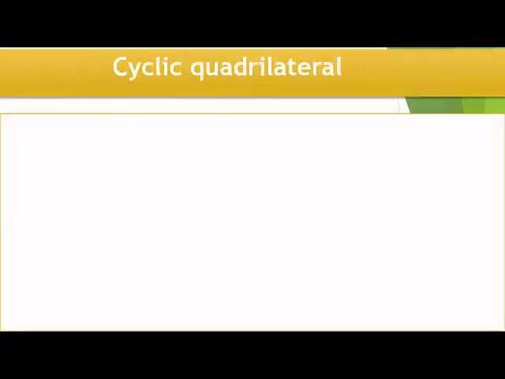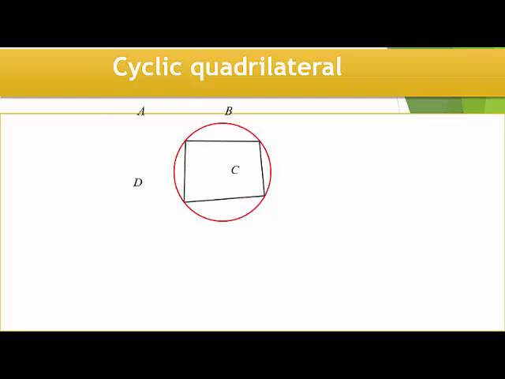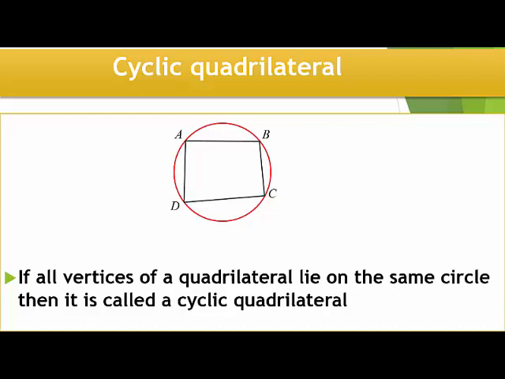Now step 2, define and prove. We see here the definition of a cyclic quadrilateral. Draw a circle first and a quadrilateral. Name this quadrilateral ABCD. Now the definition of a cyclic quadrilateral is: if all vertices of a quadrilateral lie on the same circle, then it is called a cyclic quadrilateral.